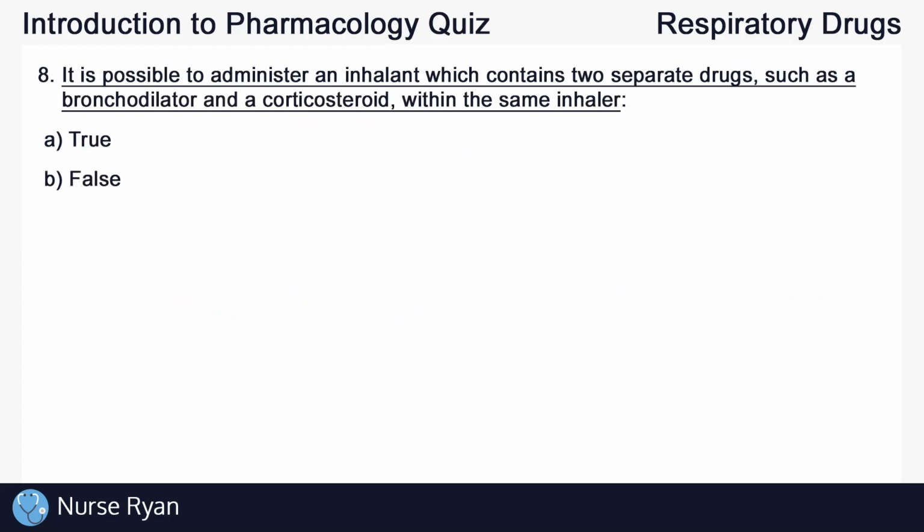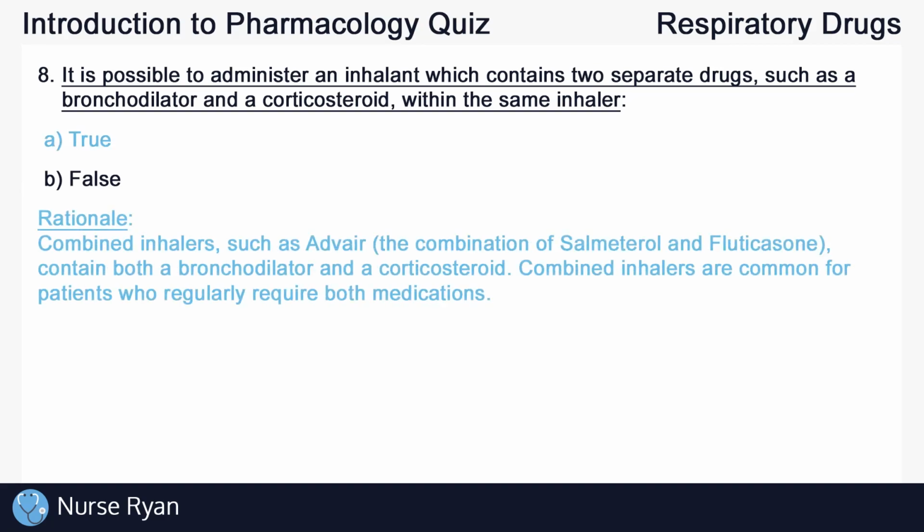Moving on to question number 8, it is possible to administer an inhalant which contains two separate drugs, such as a bronchodilator and a corticosteroid, within the same inhaler. The answer is A, true. Combined inhalers, such as Advair, which is the combination of salmeterol and fluticasone, contain both a bronchodilator and a corticosteroid. Combined inhalers are common for patients who regularly require both medications.